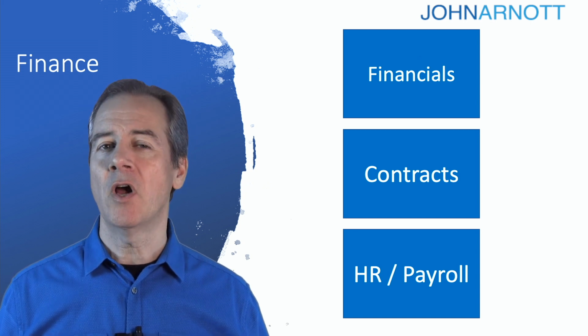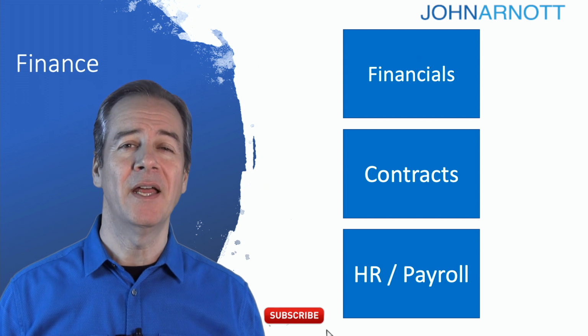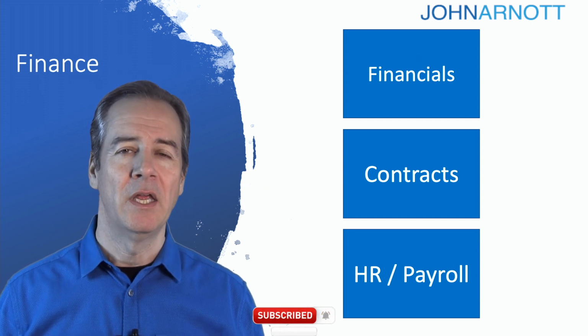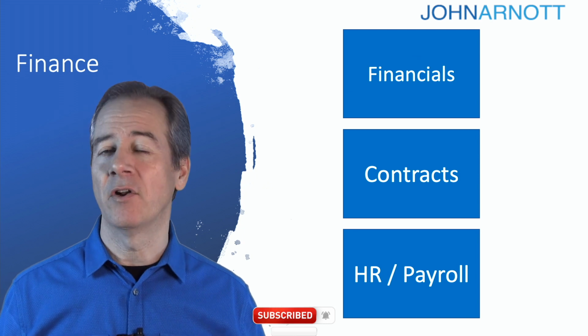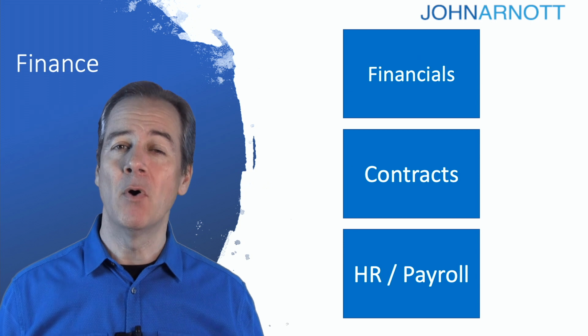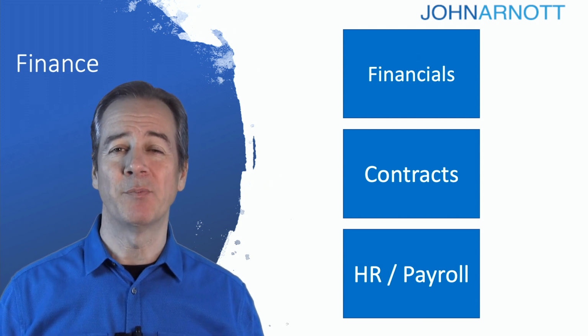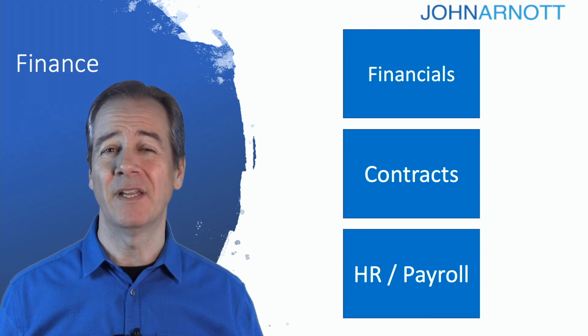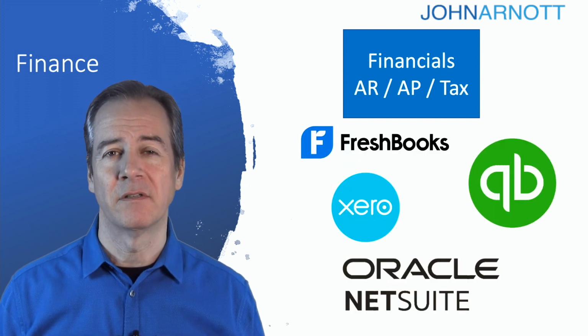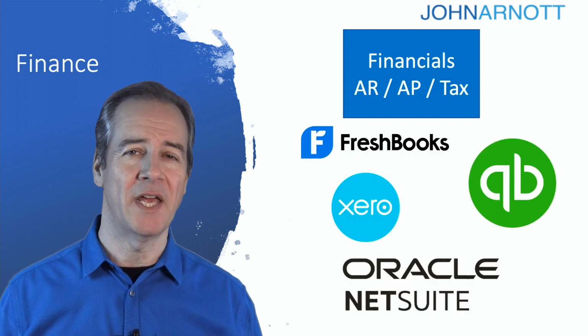But it also has contracts, the legal side of it, and it has the human resources and payroll components that go into it. Each of these areas has underlying systems. In some cases, it's all one system, but in most cases, there is a split between systems, and making sure that they all tie together and integrate is really important. Let's first talk about financials. That's accounts payable, accounts receivable, tax, things like that.